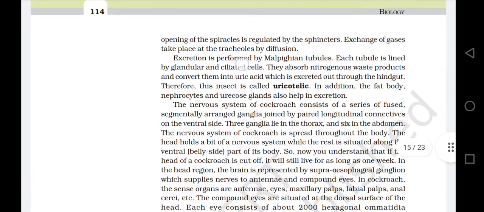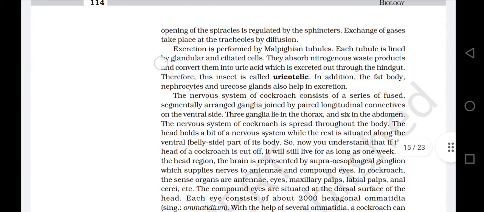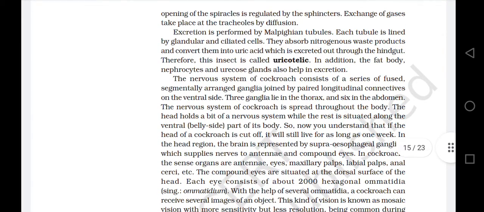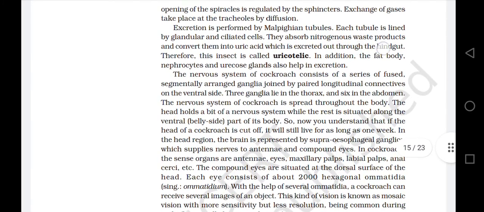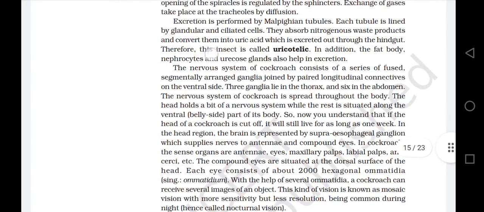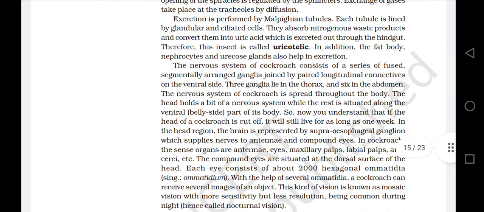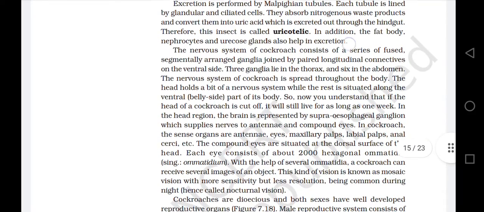Excretion is performed by Malpighian tubules. Each tubule is lined by glandular and ciliated cells. They absorb nitrogenous waste products and convert them into uric acid, which is excreted out through the hindgut. Therefore, this insect is called uricotelic. In addition, the fat body, nephrocytes, and uricose gland also help in excretion.